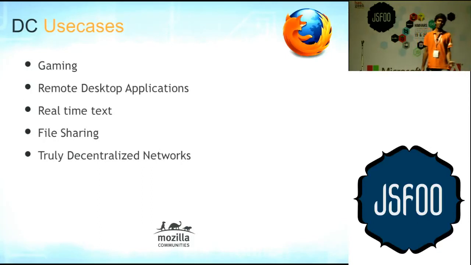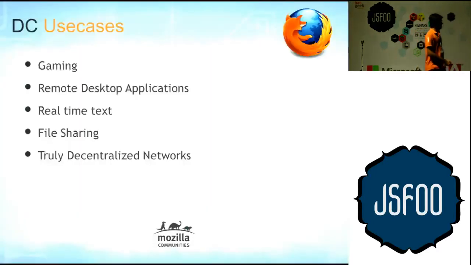And I think the next one is real-time text. Real-time text is, as you're typing, the text gets displayed to the other peer. So this is like actually talking to someone through texting. File sharing. You're actually making a torrent on your browser. You don't need a torrent application. It has a lot of security concerns, but that's like a torrent on your browser. And you get truly decentralized networks. Obviously, it's peer-to-peer, and it has no central server handling all the requests, right?